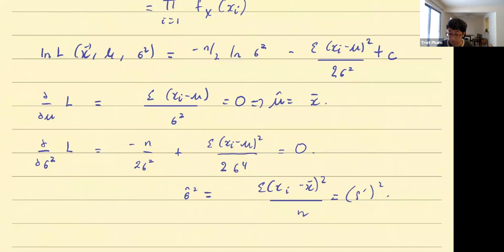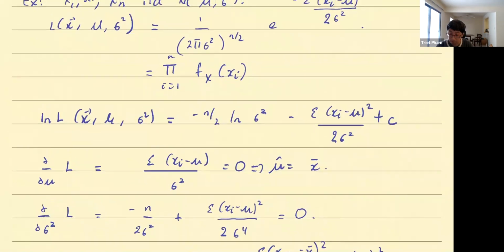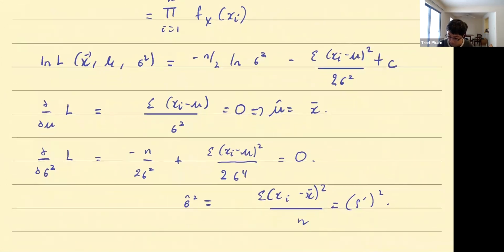Any question? So the only thing that's worth noticing here is that the derivative is with respect to sigma square rather than sigma, okay? All good? Math makes sense?